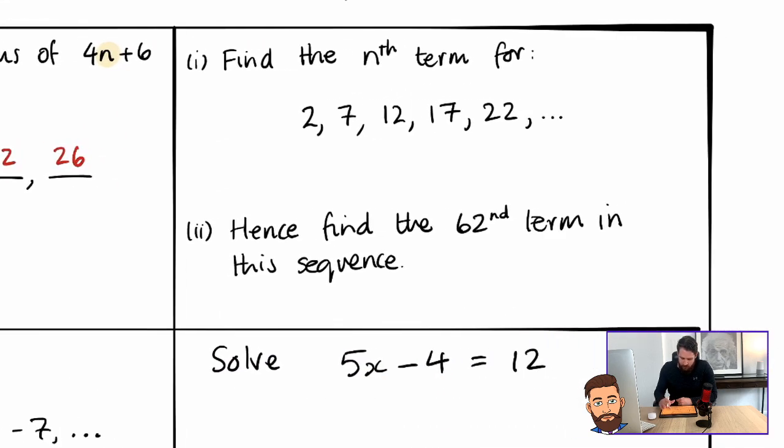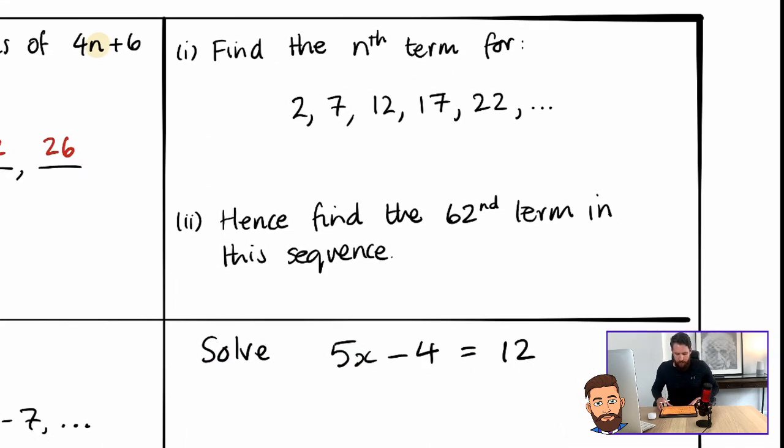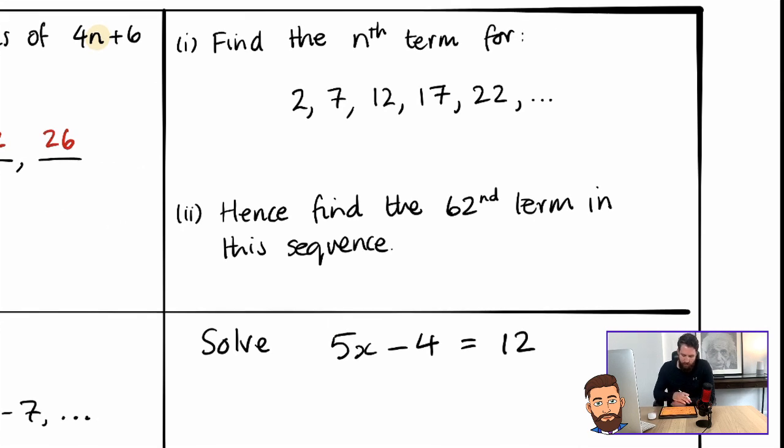On the second question, you were asked to find the nth term for this sequence 2, 7, 12, 17 and 22. You have to first remember that you have to work out what this sequence is going up by, and as you can see, the sequence is going up by 5. So if it's going up by 5, we can write 5n. So our technique was to write 5n.